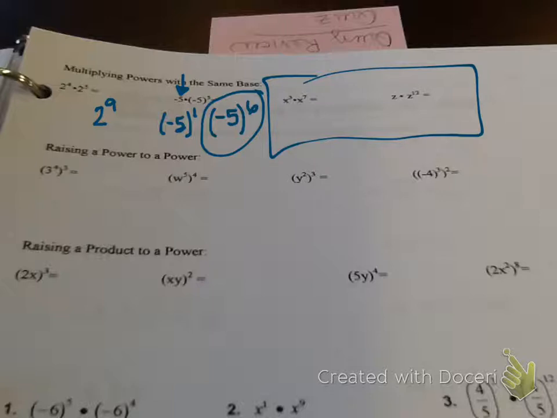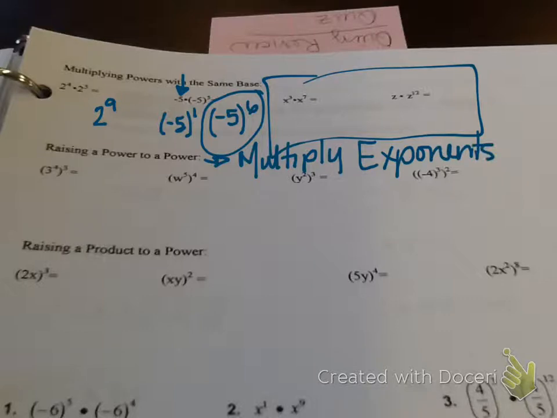Now, raising a power to a power is different. So, when we raise a power to a power, we multiply exponents. Alright, so we multiply 3 times 4, and we end up with 3 to the 12th power.